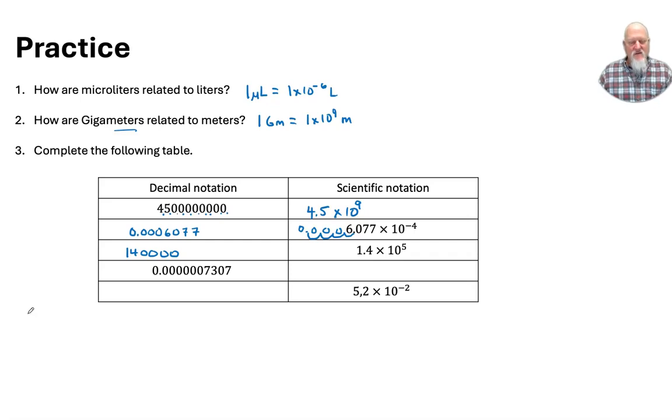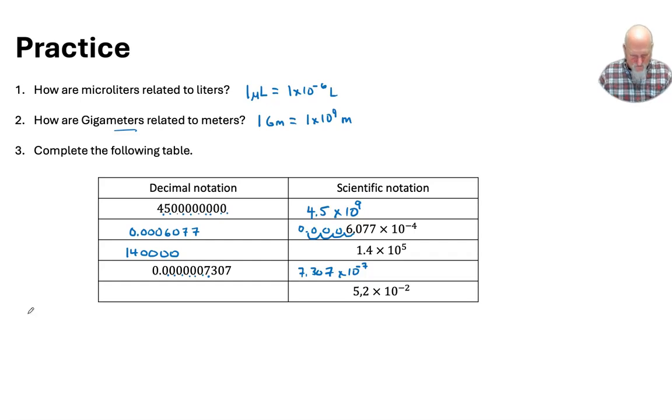Okay, we have decimal notation, and we need to go to scientific, so it means we're going to put the decimal here. So we're going to get 7.307 times 10, and this number is smaller than 1, so it's going to be a negative power. We have to move the decimal 1, 2, 3, 4, 5, 6, 7 total times. So 7.307 times 10 to the negative 7. Those two numbers are the same.